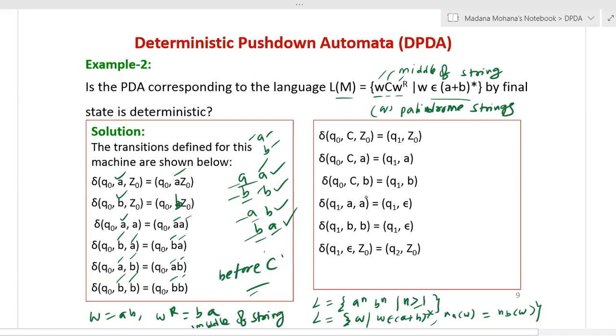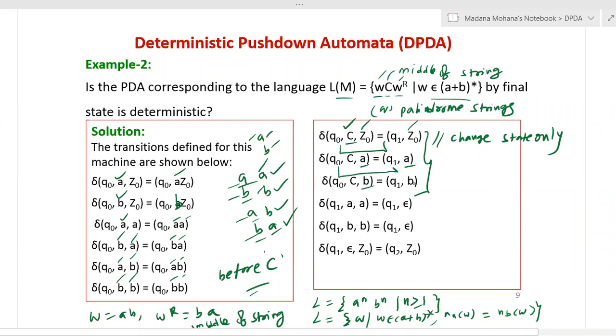Now once the middle of the string is entered, from q0 on C with Z0, we simply change the state only. We can't change the stack symbols here. So you can see the 3 cases here. Whenever C is entered with stack Z0, Z0 remains the same, simply changing the state. Then whenever the stack top is A, it remains A, and you are simply changing the state.